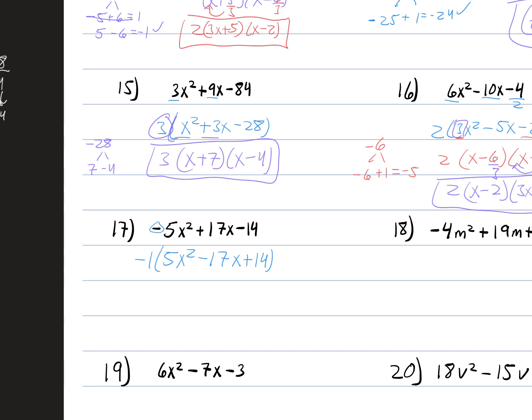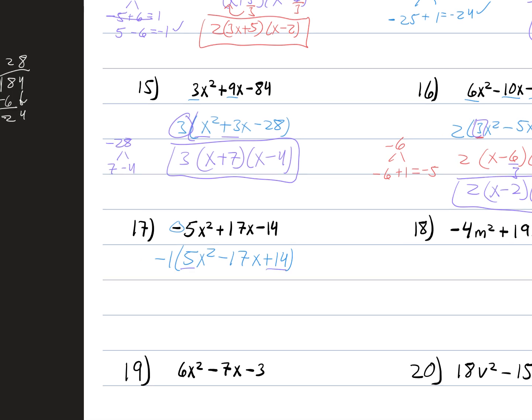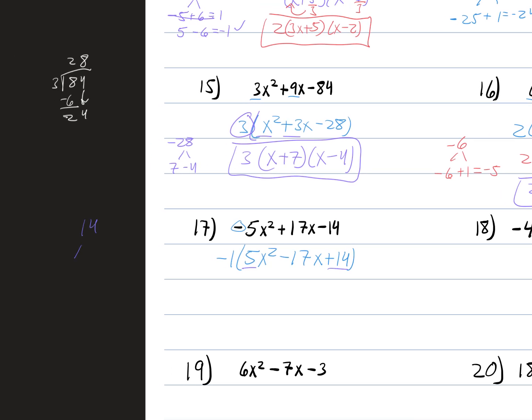And then from here, you can do the same thing that you've done before. 5 times 14 should get you 70. So I need factors of 70 that add to negative 17. It's going to get me a negative 10 and a negative 7. So we can do x minus 10, x minus 7. Slide and divide. There's a number in front of my x squared, so I'm going to divide by 5. 10 divided by 5 is 2, so we get an x minus 5. X minus 2.